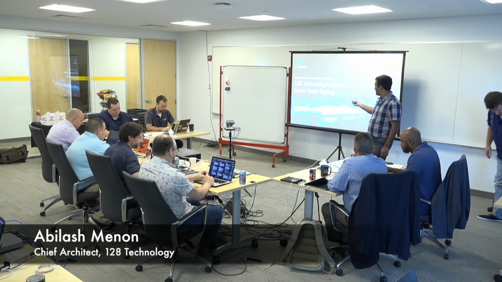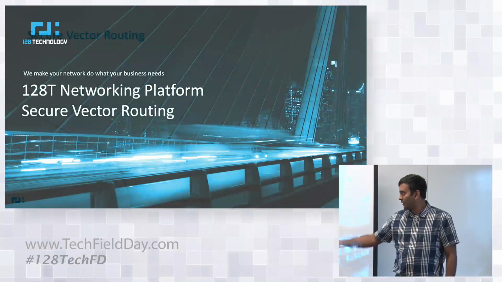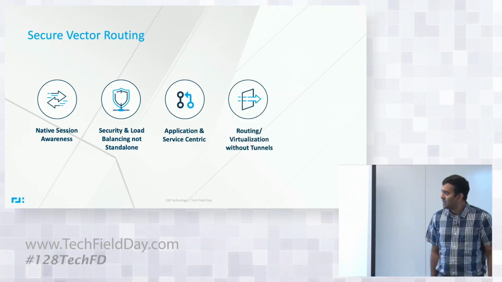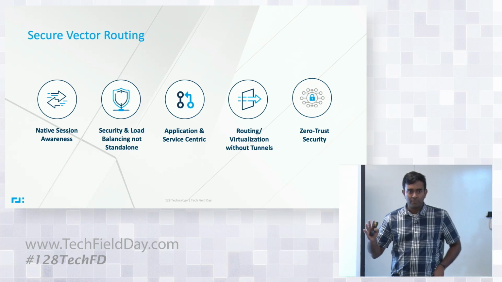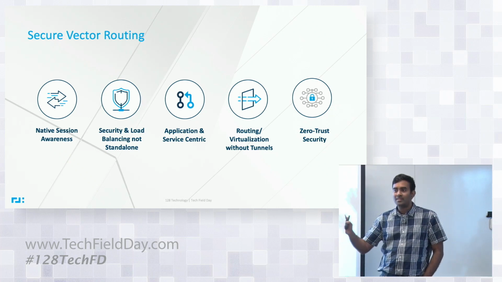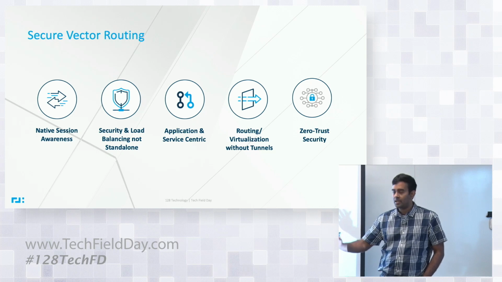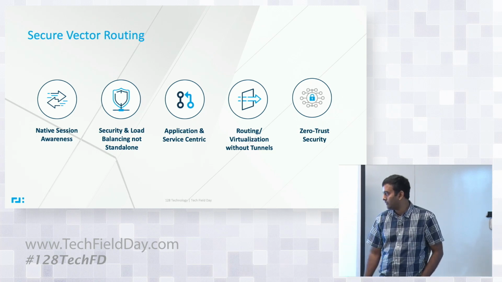So we'll talk about SVR, the three magic letters SVR, what 128 stands for. Simply Secure Vector Routing. Now, what is Secure Vector Routing? I think that's a big question. What 128 routing is really based off is sessions. That is, we are session oriented. For every single packet, we create sessions. So that's the basis on which the 128 routing platform is built.